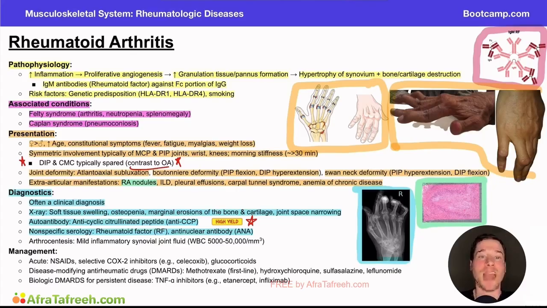And just because somebody doesn't have rheumatoid factor or even the anti-CCP antibody doesn't necessarily rule out rheumatoid arthritis. There are patients that can have neither of these autoantibodies and still have the condition. But for the most part, if you have these antibodies, you're more likely to have rheumatoid arthritis.